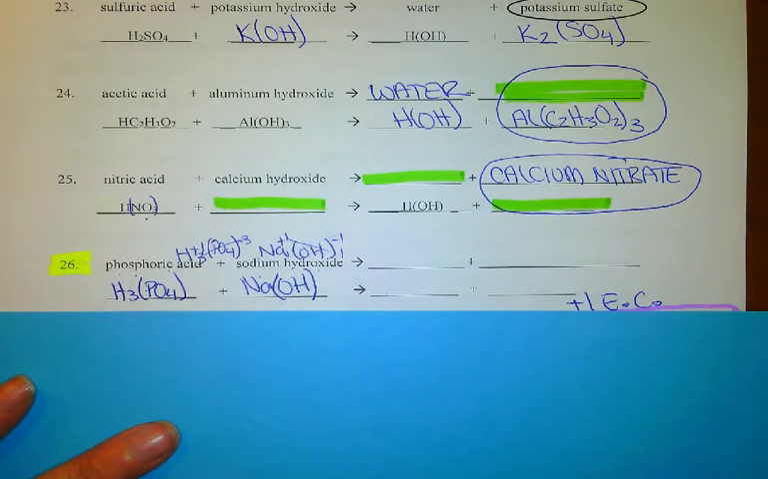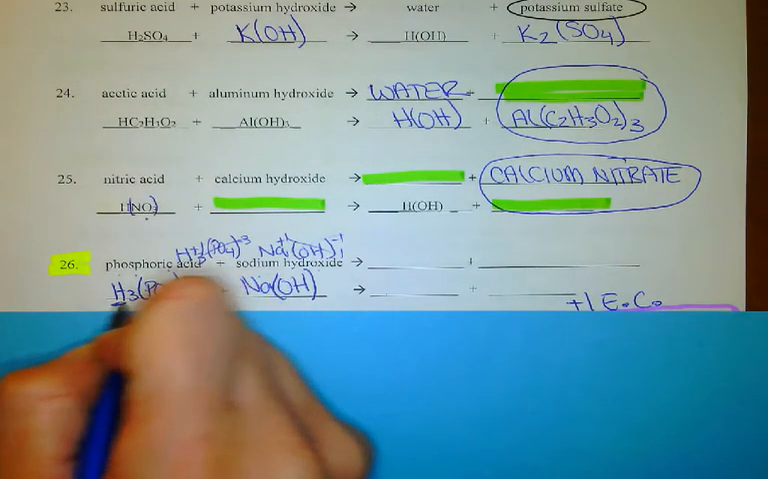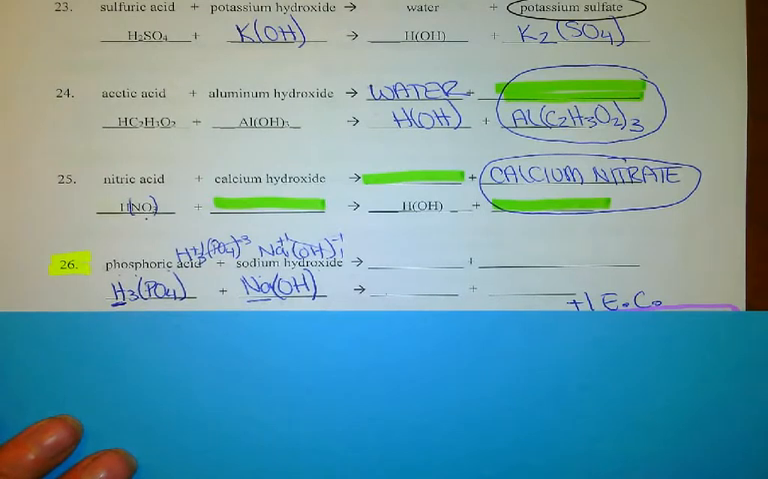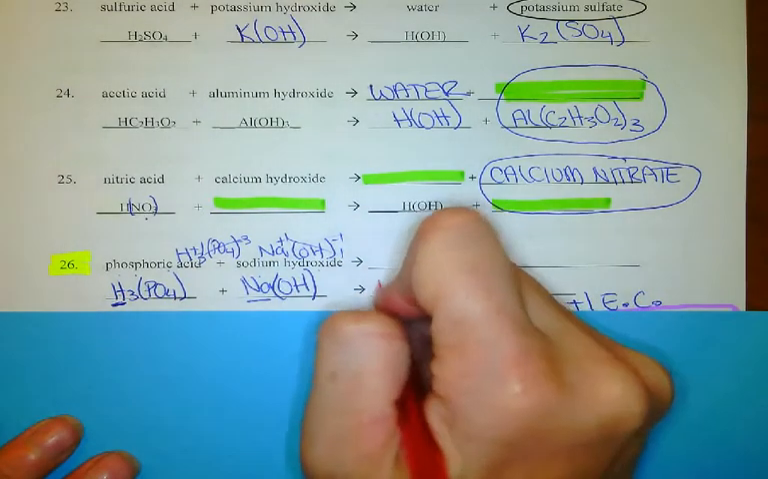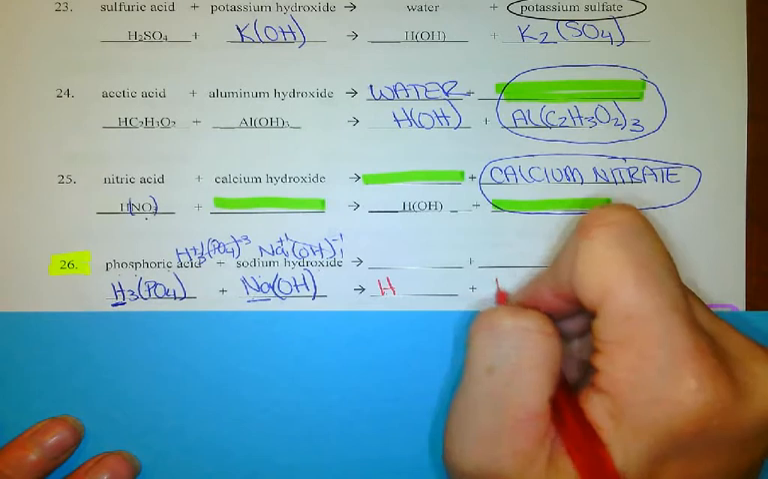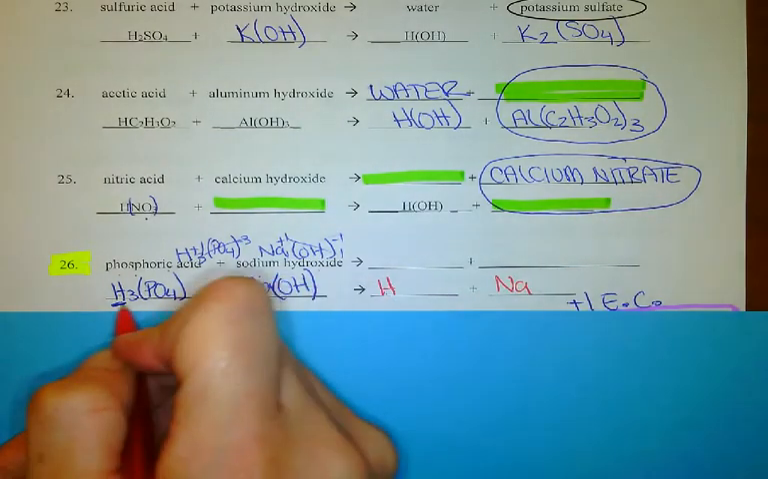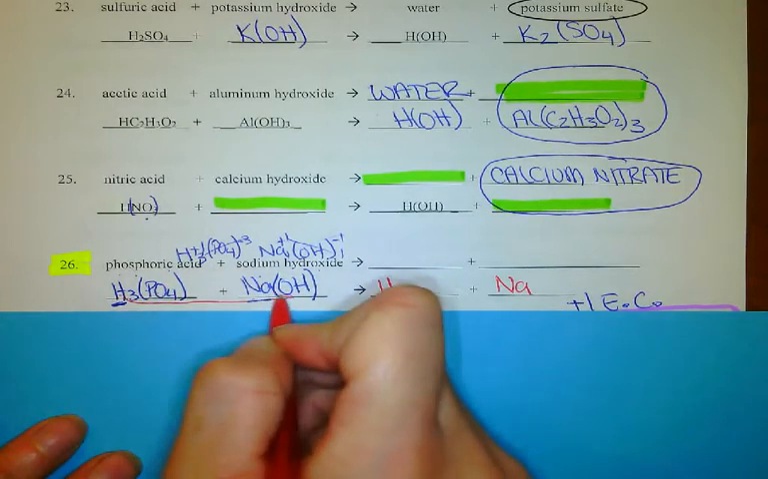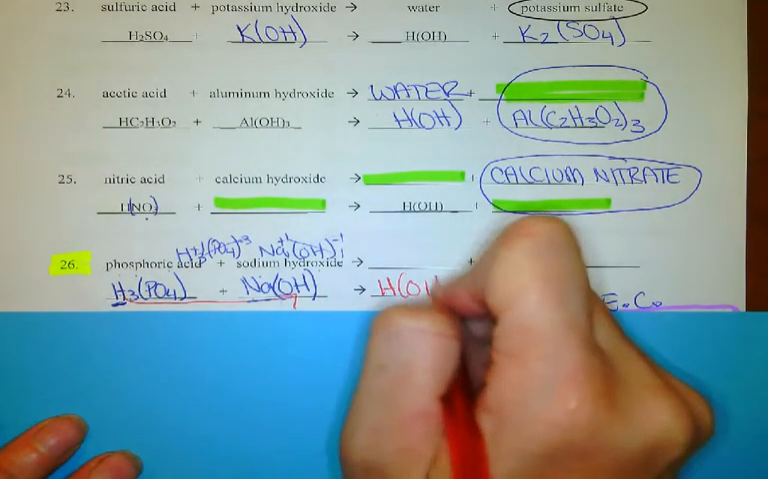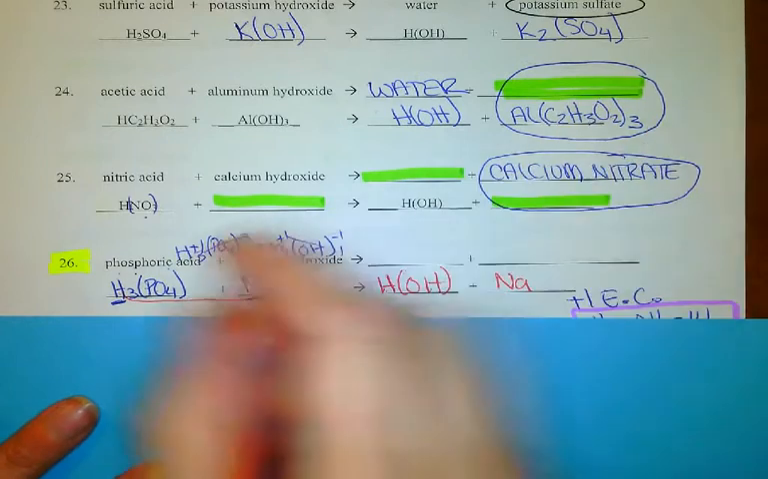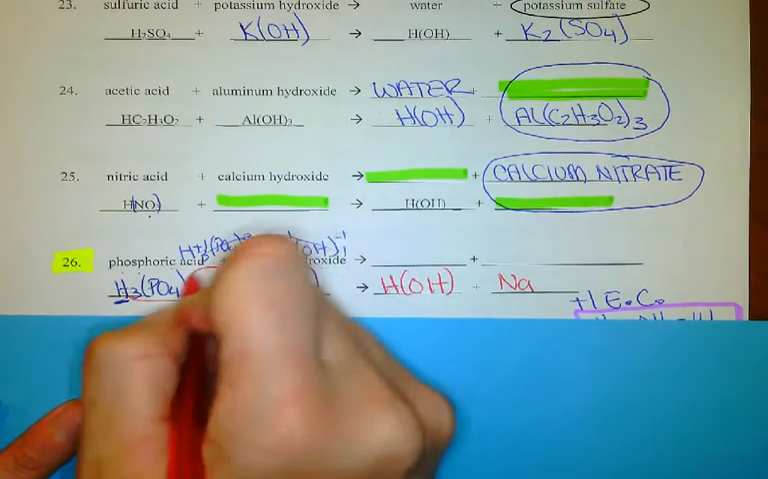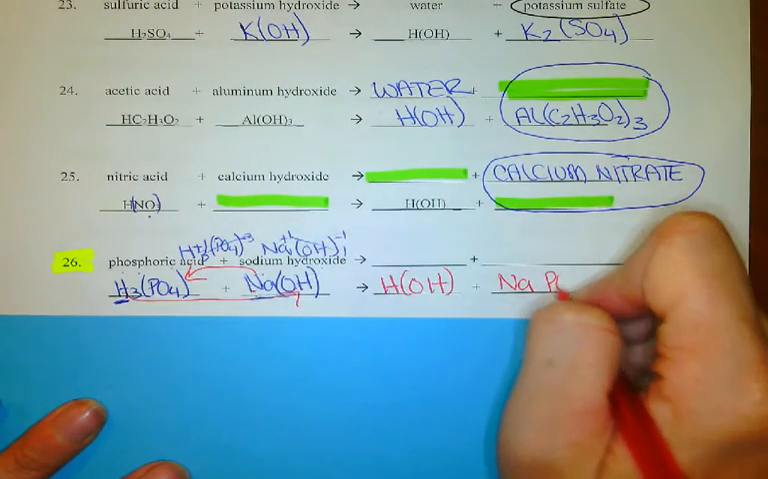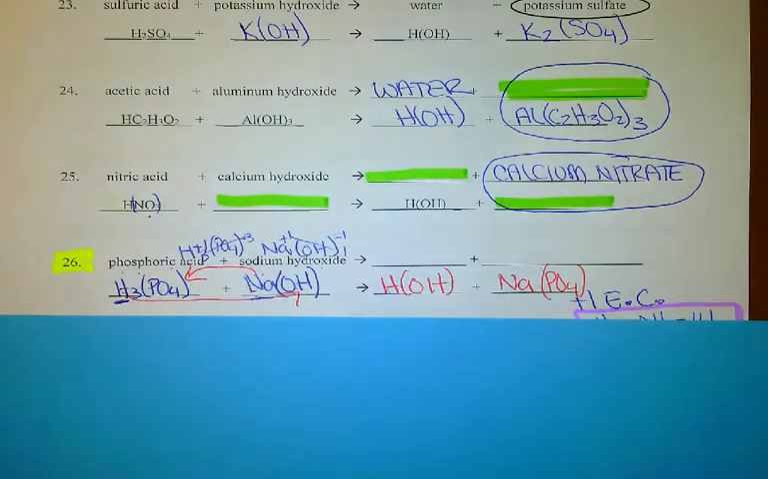Okay. Then what I'm going to do is take the elements that are in front, and I'm going to keep them in front. So my H was in front, I'm going to keep it in front. My sodium was in front, I'm going to keep it in front. The difference is I'm going to switch the backs. So instead of hydrogen and phosphate, I'm going to have hydrogen and hydroxide. And instead of sodium and hydroxide, I'm going to have sodium and phosphate. Right? We're not done. That's just step one. That's symbols. Then you have to do charges, crisscross, reduce, and erase.